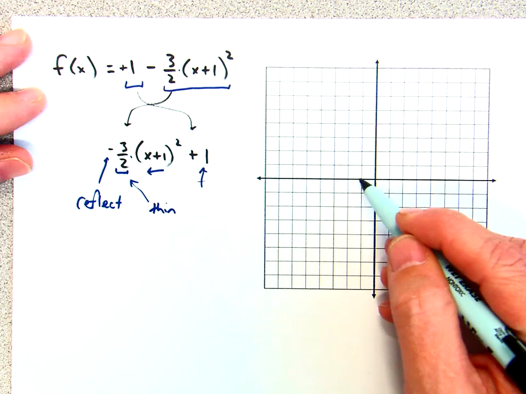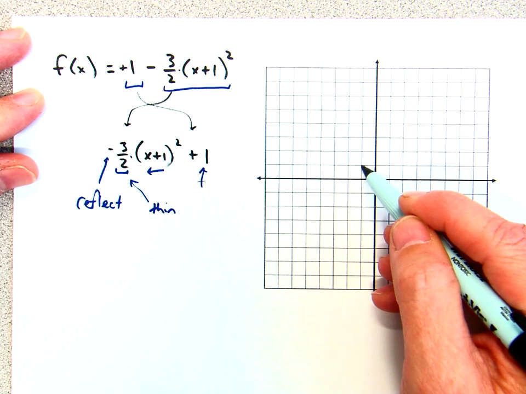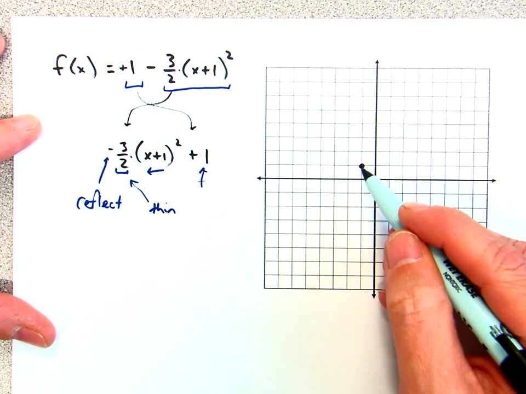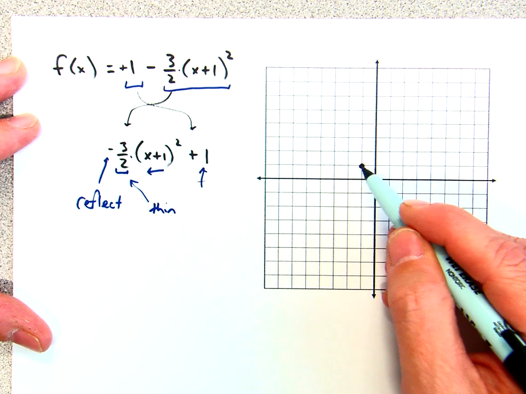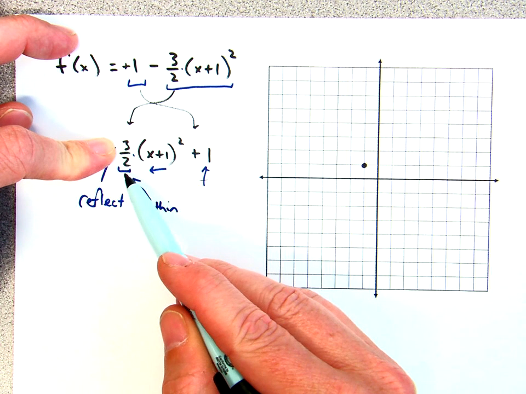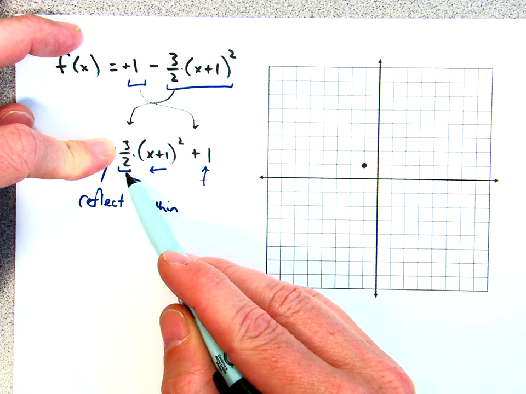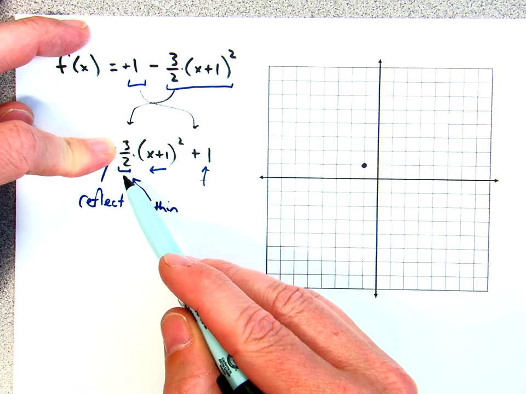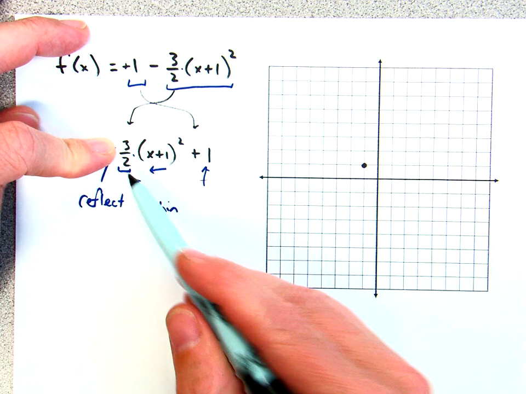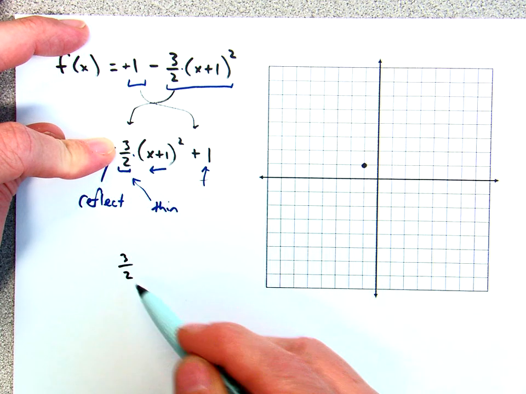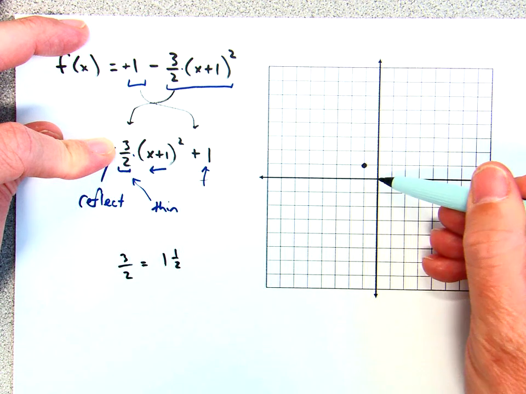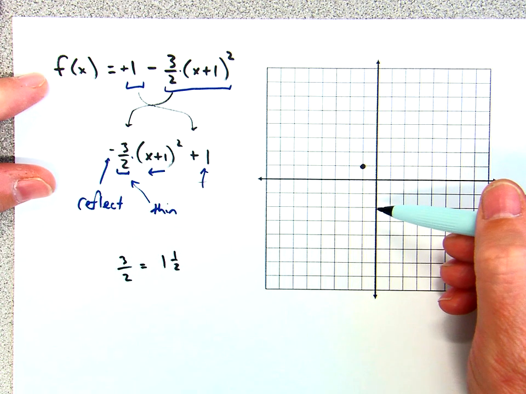We're going to move it left 1, up 1. We know that the negative is going to reflect it, so instead of going out and up, we're going to go out and down. But we're going to treat this the same way. Whatever my height was, I'm going to multiply my height by 3/2. Or you can think of 3/2, if you want to do it in your head, as 1.5, so you can count it out as we're going.